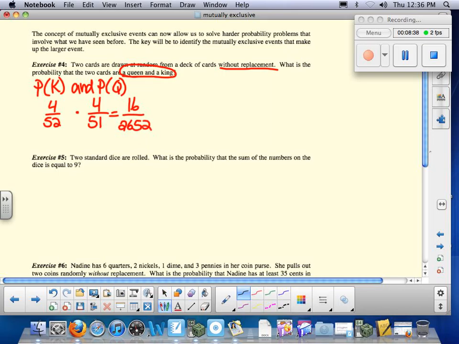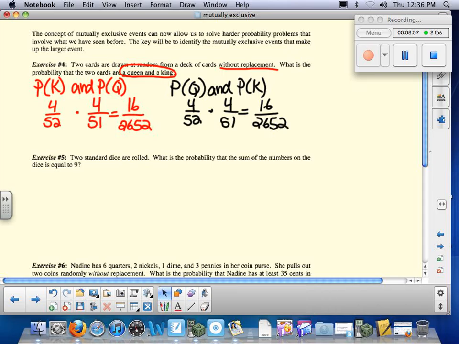What if I had gotten the queen first? Okay, so order doesn't matter, we're gonna end up with the same answer both times, right? And if you wanted to reduce that, you certainly could. So order doesn't matter, 16 out of 2,652 is what your chances are of getting a king and a queen, or a queen and then a king.